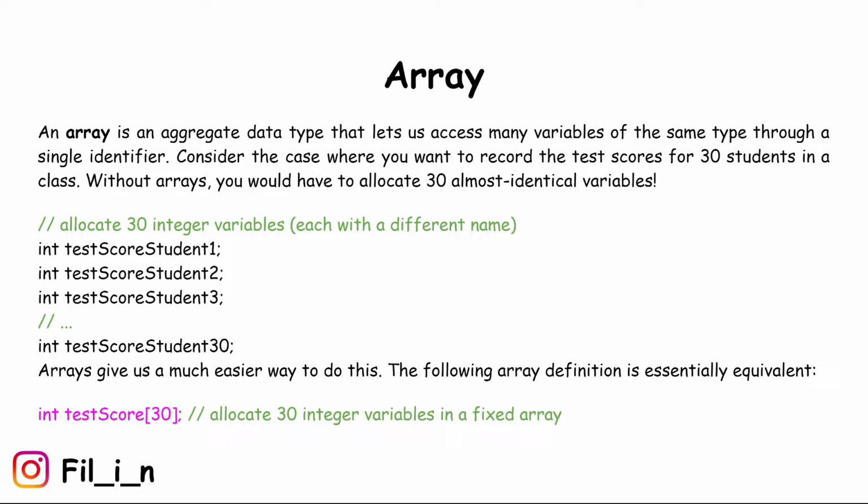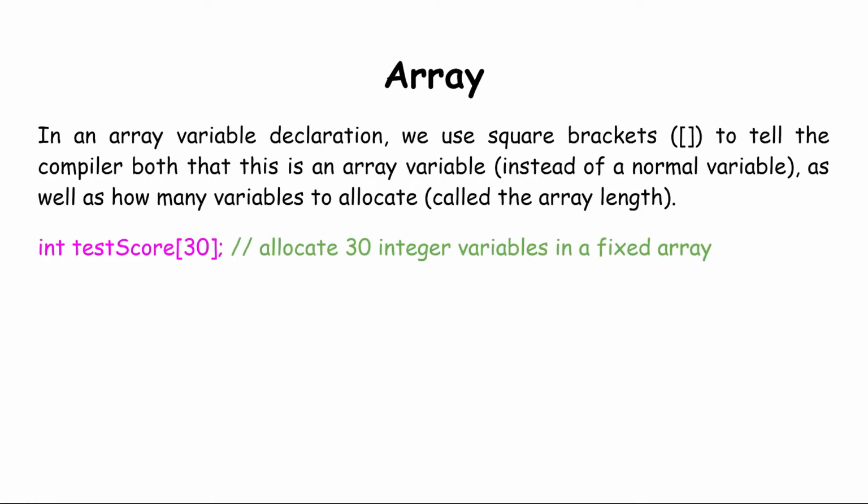The following array definition is essentially equivalent. int testScore[30]; allocate 30 integer variables in a fixed array. In an array variable declaration, we use square brackets to tell the compiler both that this is an array variable, instead of a normal variable, as well as how many variables to allocate, called the array length.